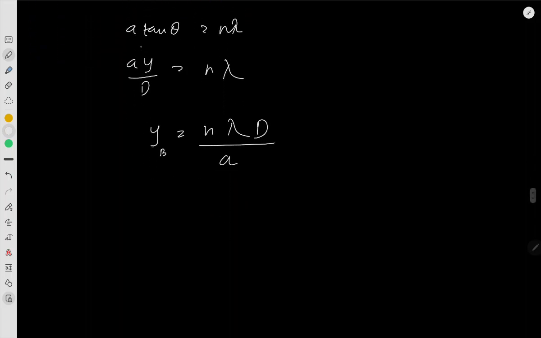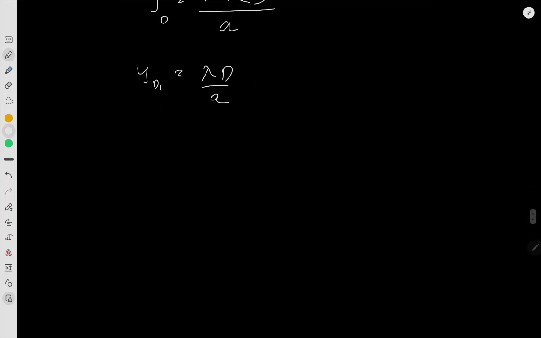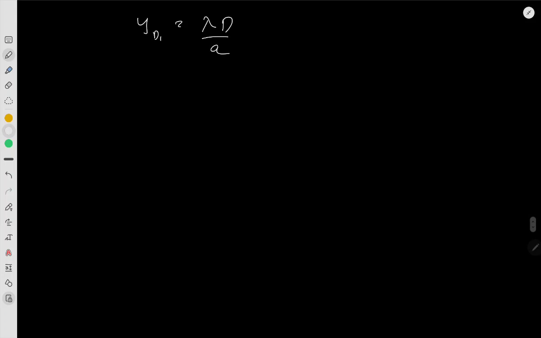So for y, this is our y of dark. For the first dark, we put n equal to 1. So we start like that, 1, 2, 3 and so on, equals lambda D by a. And the first dark, we got this. And now the intensity of fringes.